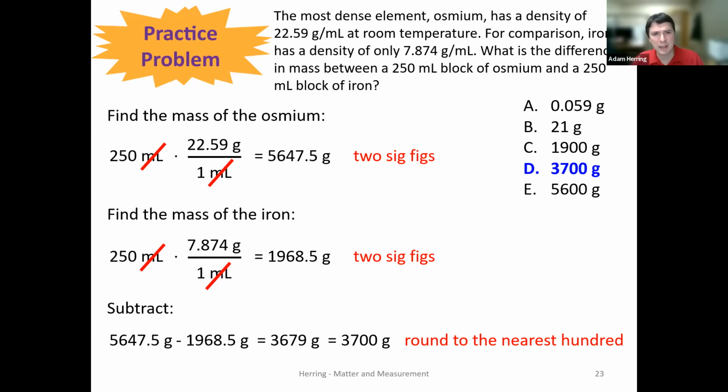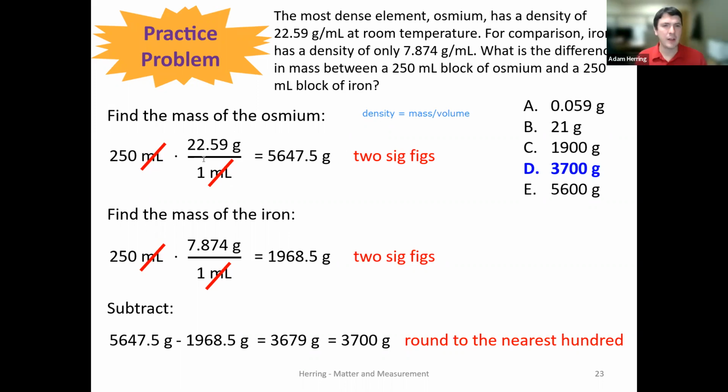Let's evaluate what we did and why. Well, as I expressed earlier, the equation for density is expressed as mass per volume. So if we want to find the mass of an object, then we can multiply both sides of this equation by the volume. So if you take the density, multiply by the volume, you get the mass.